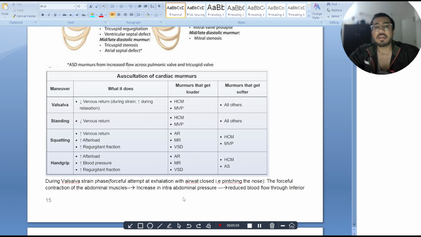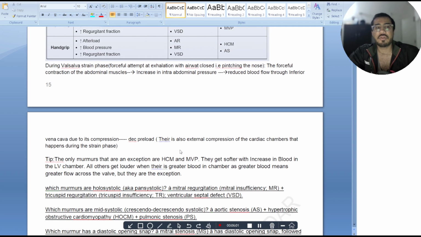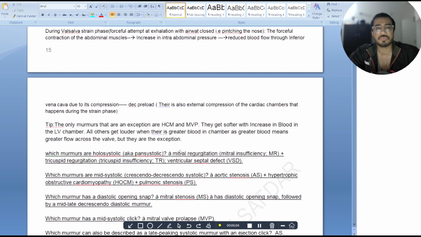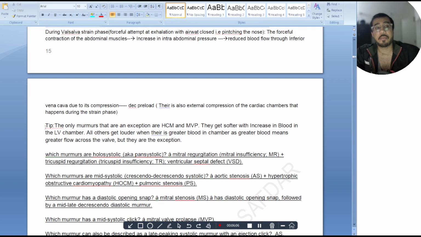The only important exception here is written down as well. Tip: the only murmurs that are an exception are the murmurs of hypertrophic obstructive cardiomyopathy and mitral valve prolapse. They get softer with an increase in blood in the left ventricular chamber. All other murmurs get louder when there is greater blood in the chamber, as greater blood means greater flow across the valve, but they are the exception.